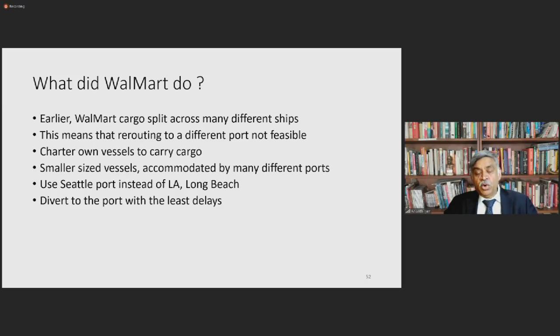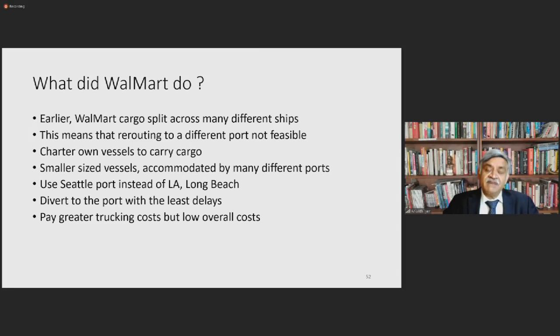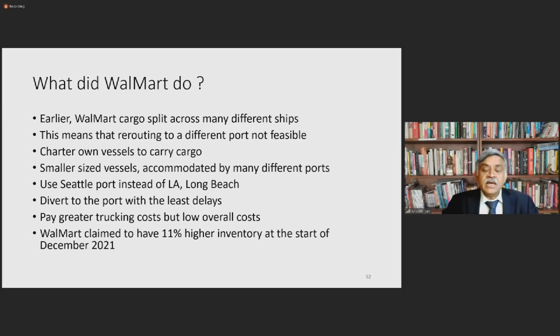This means that they would go to a port which would be different. They may need to pay slightly longer transportation, but much less wait. And this allowed them to get the product. This basically says greater travel and trucking costs, but lower overall logistics costs. And Walmart actually claimed to have 11% higher inventory at the start of December 2021. So what this tells me is that, yes, while everybody was stuck with these bottlenecks, the places that had logistics managers who were flexible, who were thinking about overall cost of operation rather than the cost of each individual step, they somehow managed to improve and run the system.